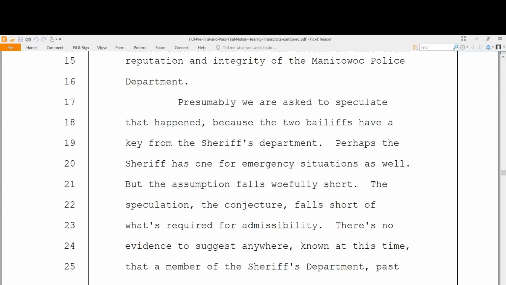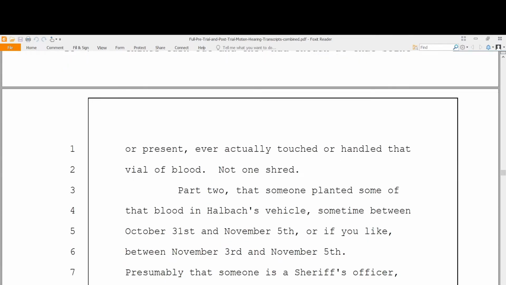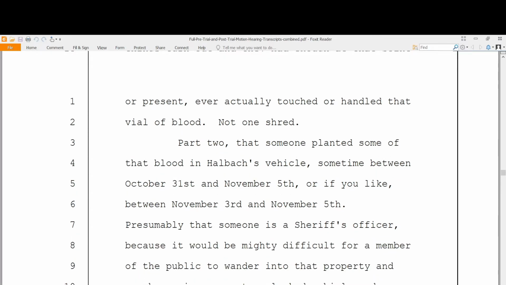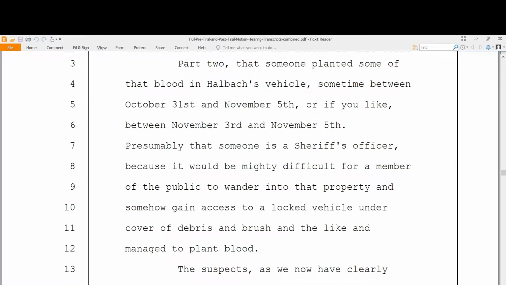There's also no evidence to suggest anywhere, known at this time, that a member of the sheriff's department, past or present, has ever touched or handled that vial of blood. Not one shred. Part 2. That someone planted some of the blood in Halbach's vehicle sometime between October 31st and November 5th, or if you like, between November 3rd and November 5th.